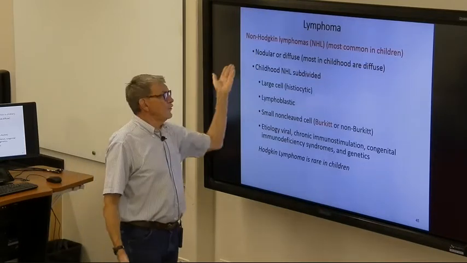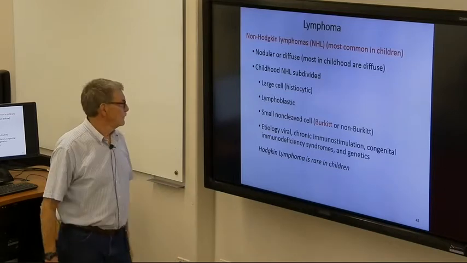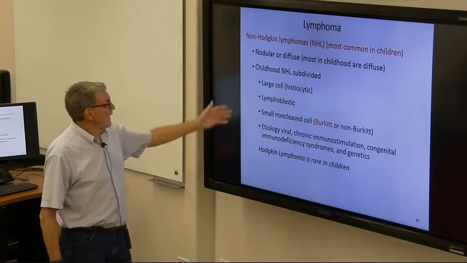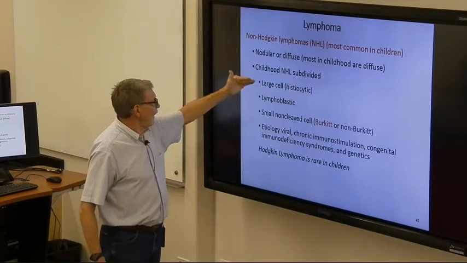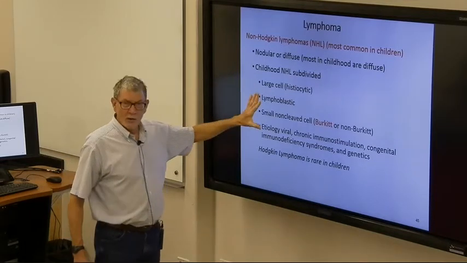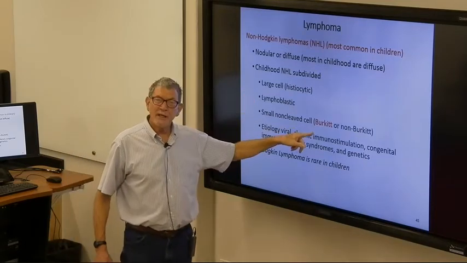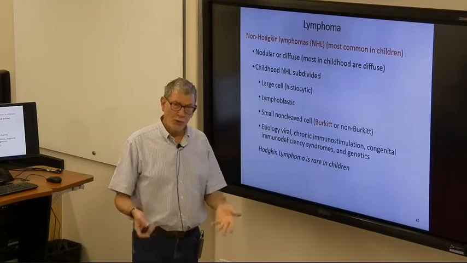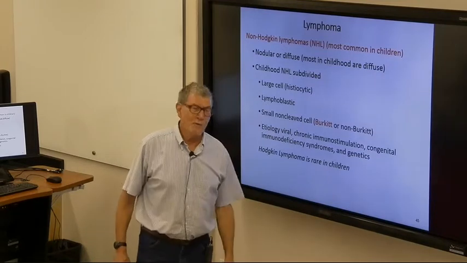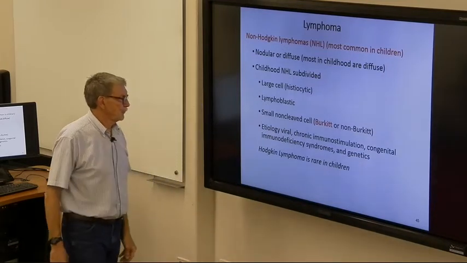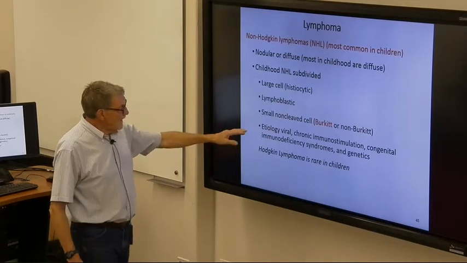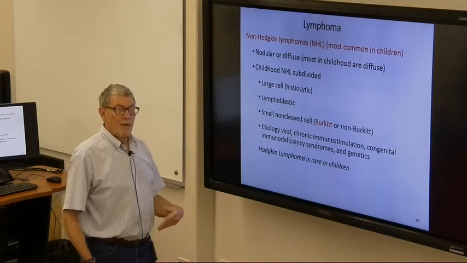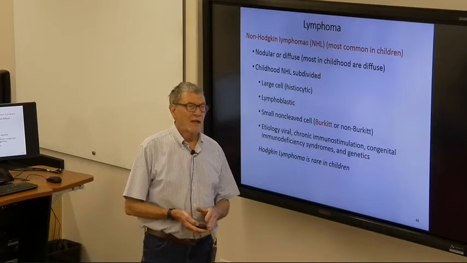Kids tend to have non-Hodgkin lymphomas. Hodgkin lymphoma is pretty rare. They have a couple of different kinds of non-Hodgkins, Burkitt being an important one, the small cell Burkitt lymphoma that grows the big thing on the face. They can be initiated by viral infections, immune deficiencies, and the like.